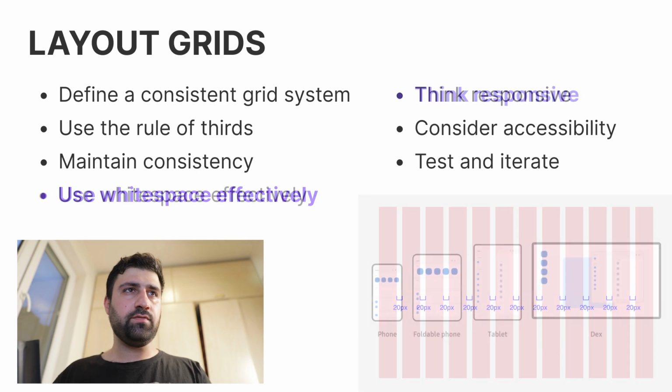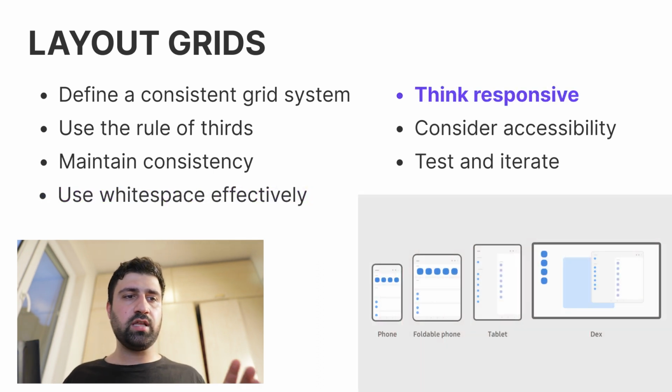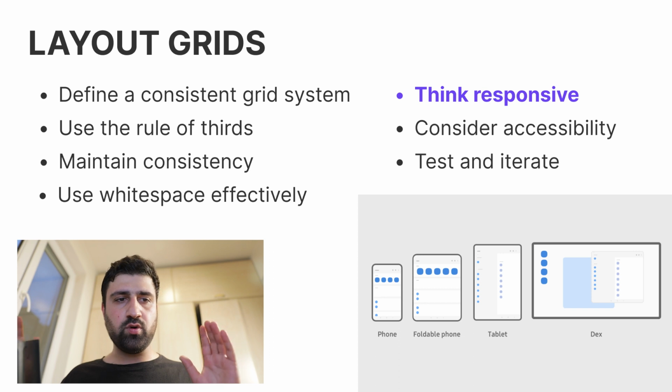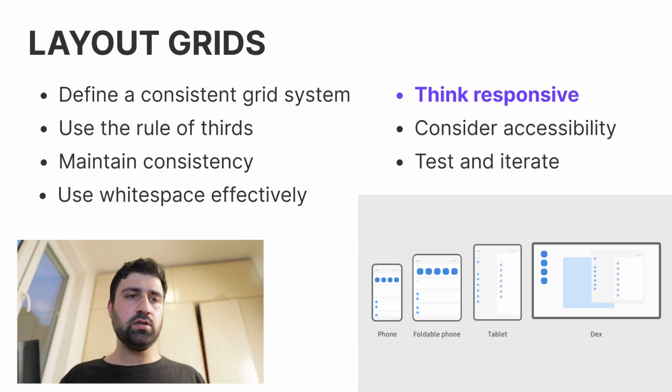Think responsive. Think how your grid would adapt on each platform. Is it 12 on web, 8 on tablet, and 4 on phone? I'm talking about columns. Or is it like in odd numbers, like 9, 6, and 3? Like it depends on your brand, product, and what you want to represent. But always think about the responsiveness.